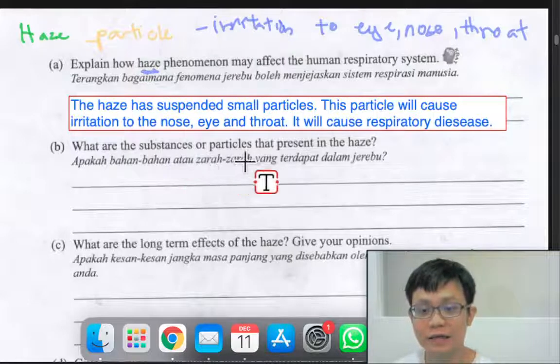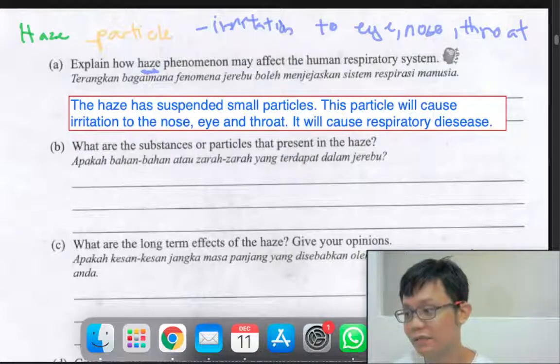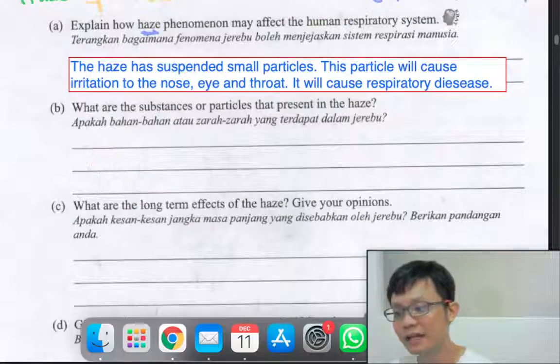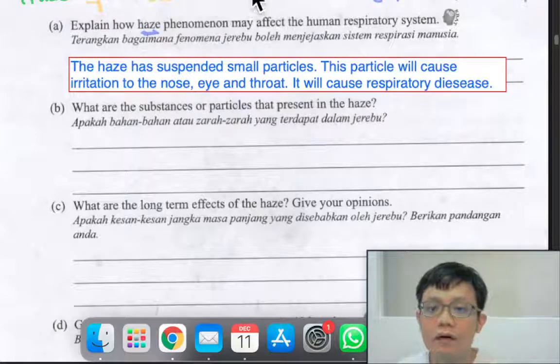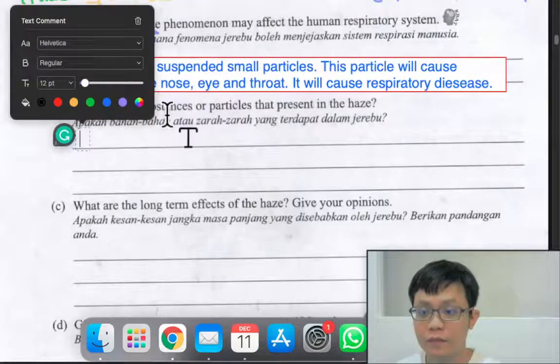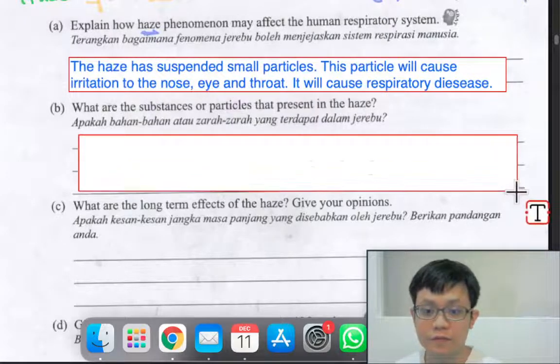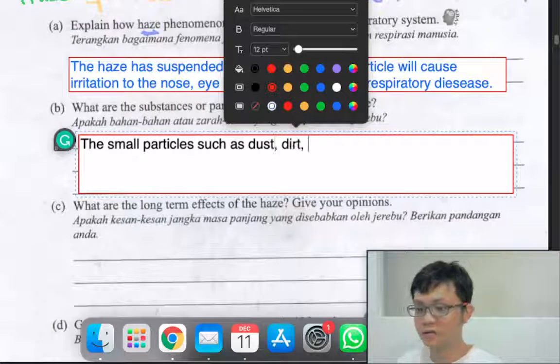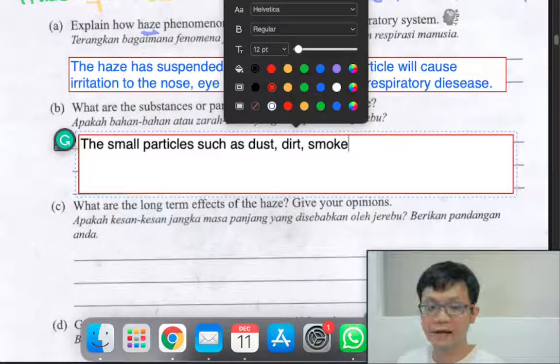What are the substance or particle that present in the haze? What are the particle that is dirty, is presented at the haze? So maybe you can say like small particle. I do this lah because I think it is difficult. So maybe you can say, where's my text box? And say the small particle such as dust, dirt, smoke, and carbon dioxide.